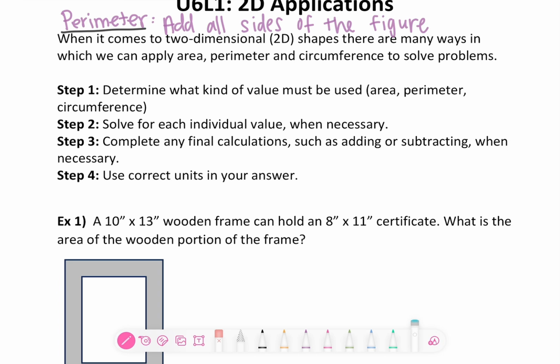Sometimes you have to solve for individual values and then add them together or subtract them. So you solve for your individual values when necessary, and then you can complete your final calculations. If there are units in the problem, make sure you have the correct units in your answer, such as inches, meters, etc. And remember, when you have area, all those units will always be squared.